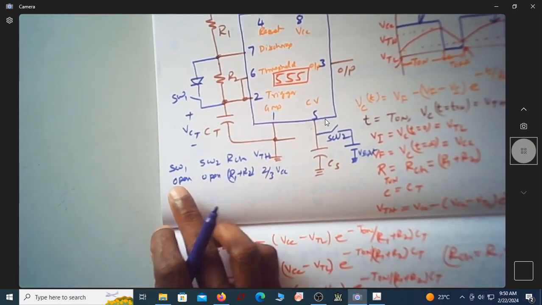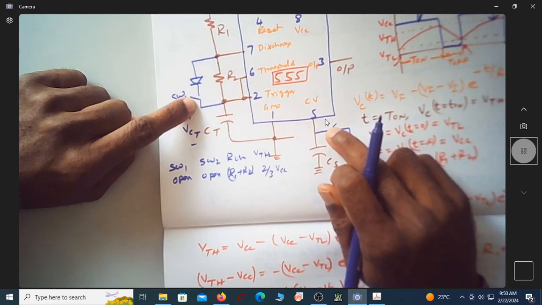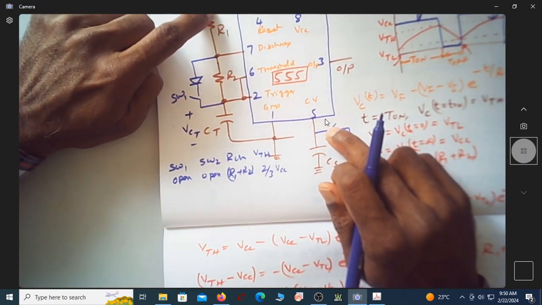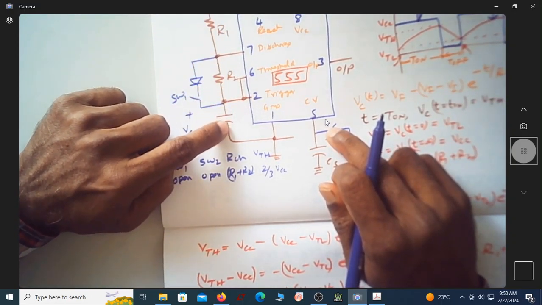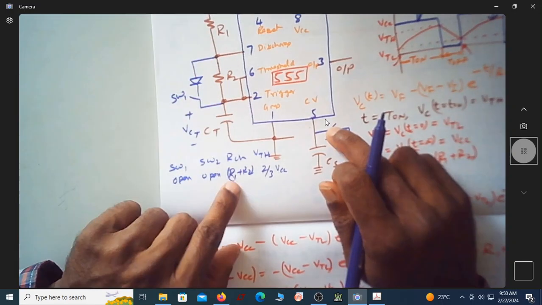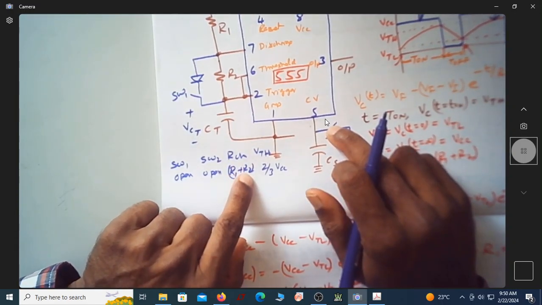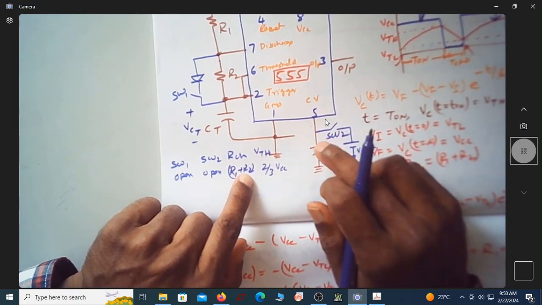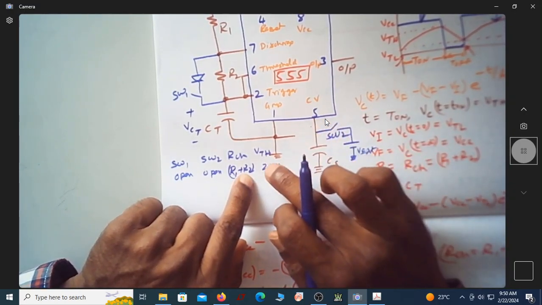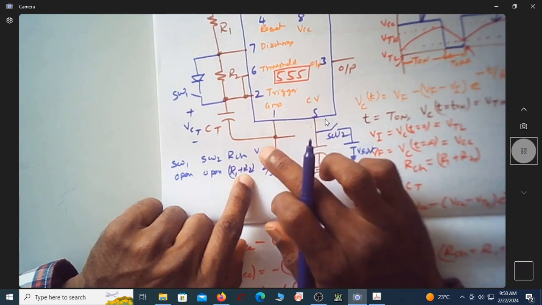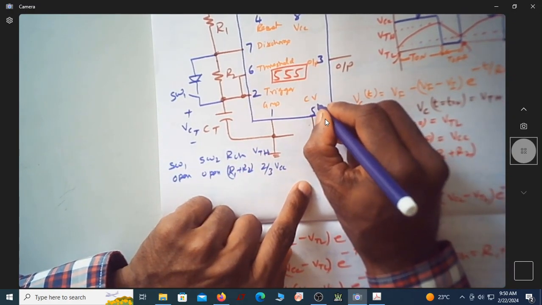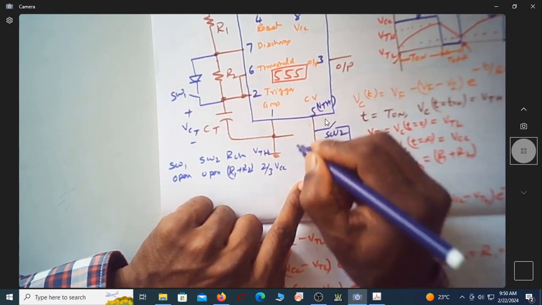See now, if both the switches are open, it has to flow through this. The capacitor has to charge through R1 plus R2 only. So that's why R charge is R1 plus R2. If this is open, then the voltage at pin number 5 is 2/3 VCC. So this VTH is actually the voltage at this point.